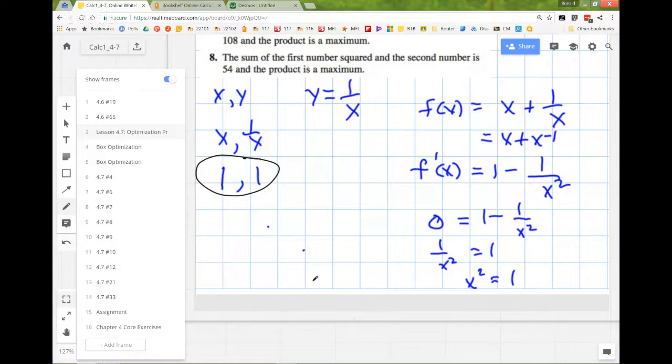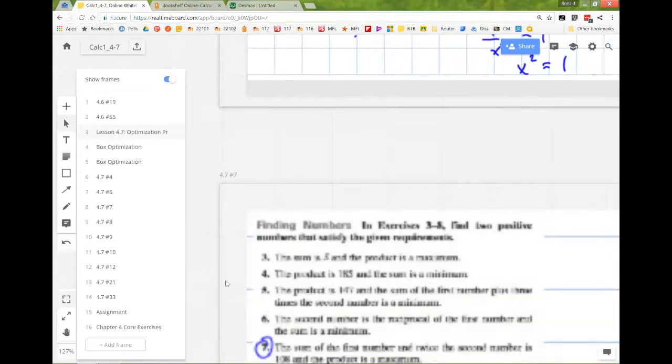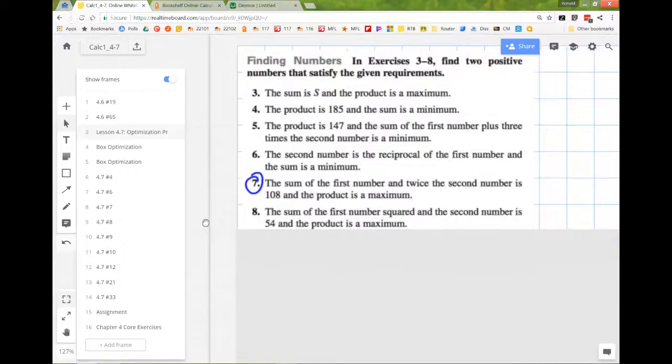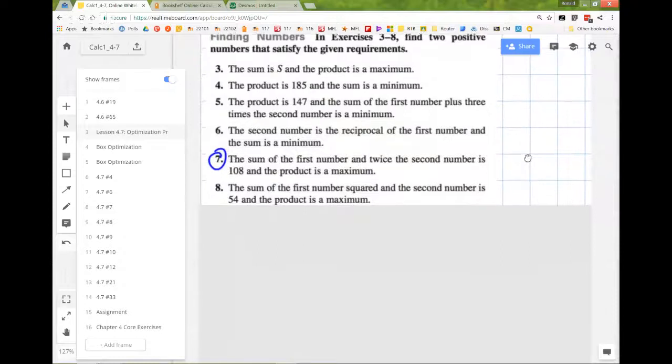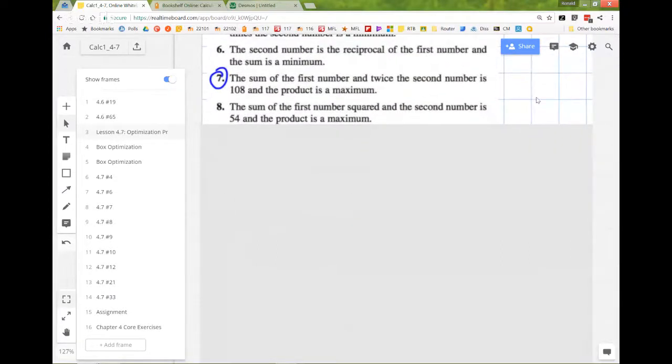All right, let's go to, oh, here we're going to do an odd. Okay, number 7. So these get a little bit more challenging as we go on. So we've got these two positive numbers. The sum of the first number and twice the second number is 108. And the product is a maximum. Okay, so there's a couple little extra challenges here.